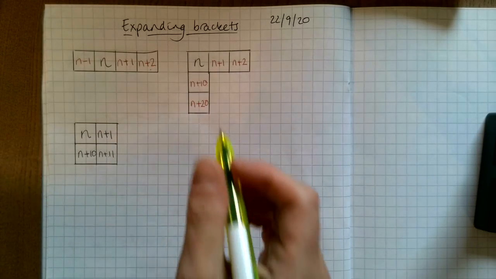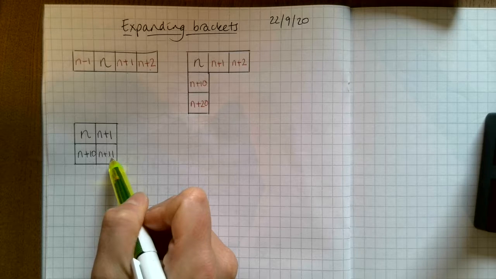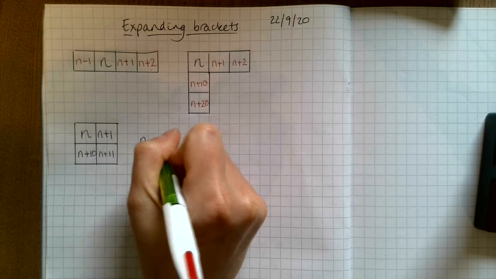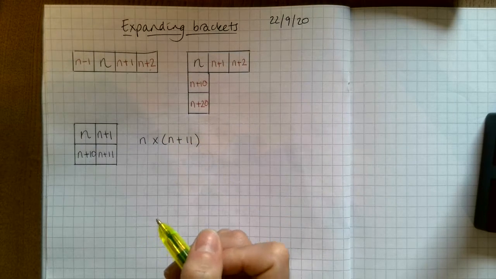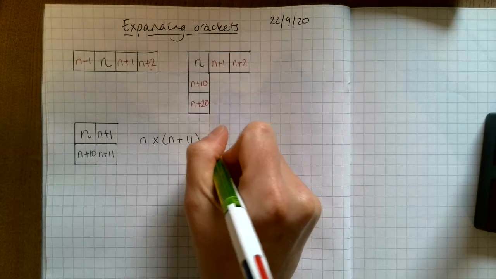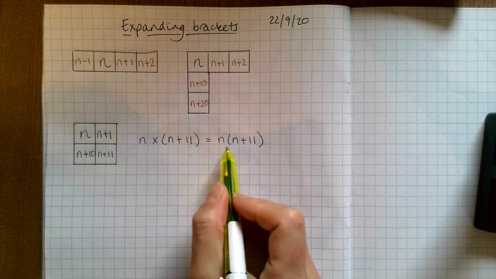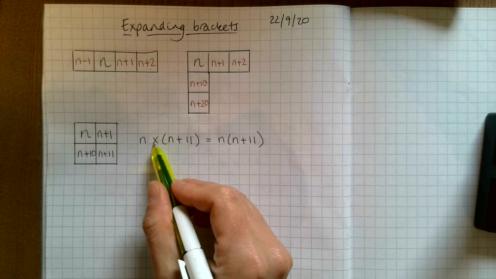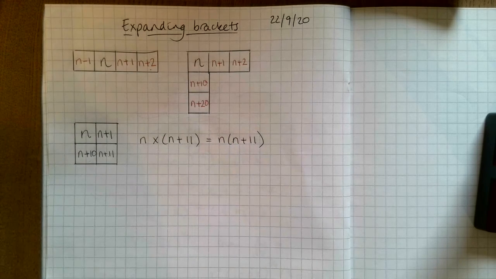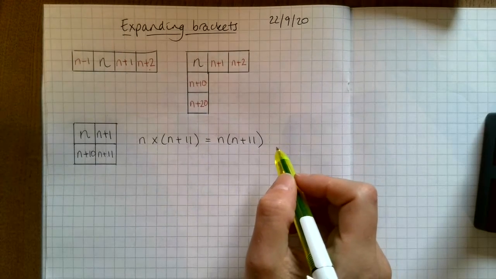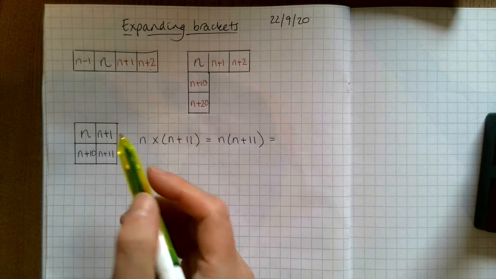Now, if we were going to do this number times this number, we'd do n times n plus 11. We could write that like that because we're a bit lazy in maths, and sometimes we don't bother to write the times signs, especially with algebra. So if two things are next to each other, they're multiplied together. And we could work out what that was.